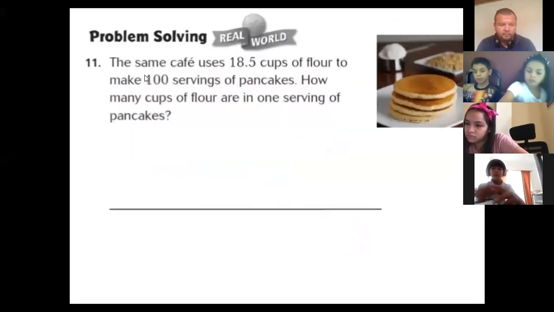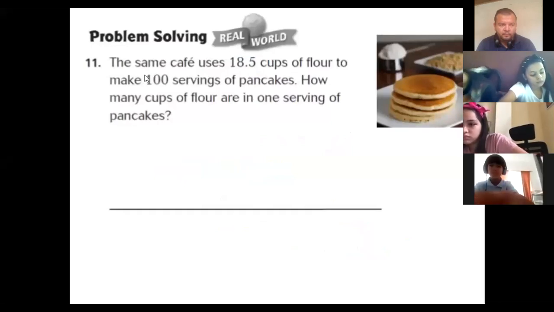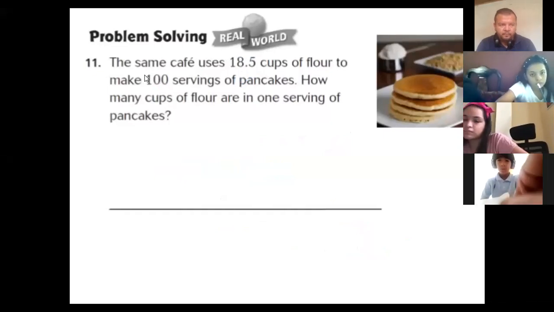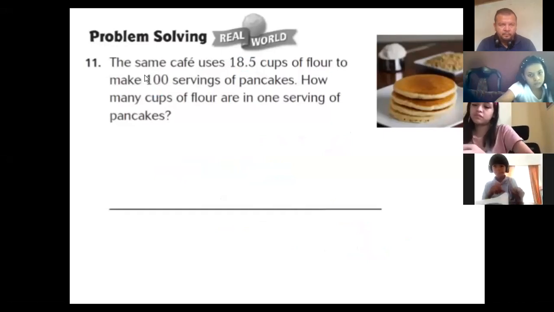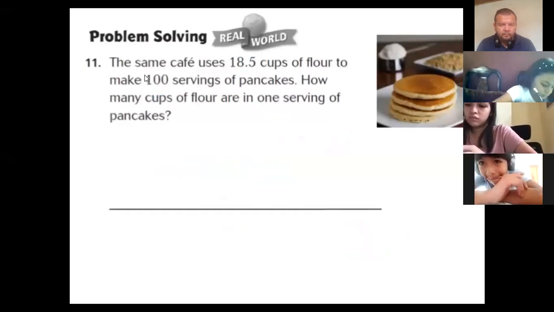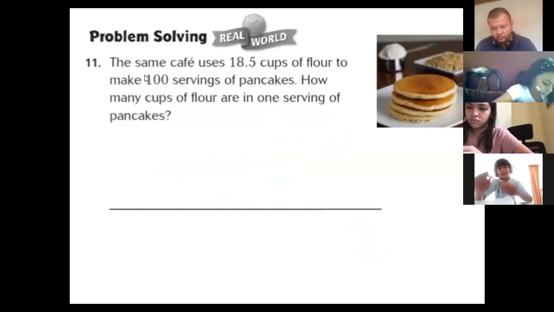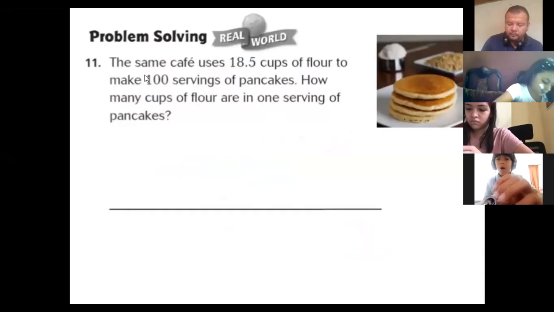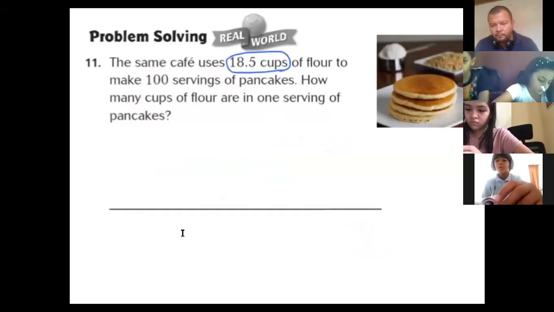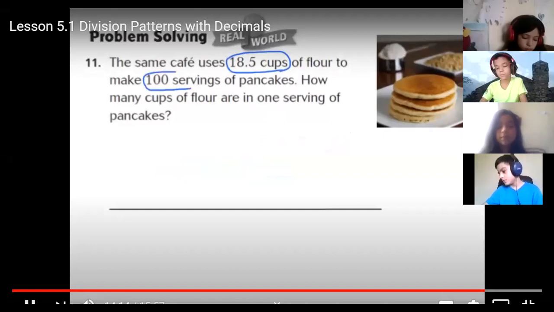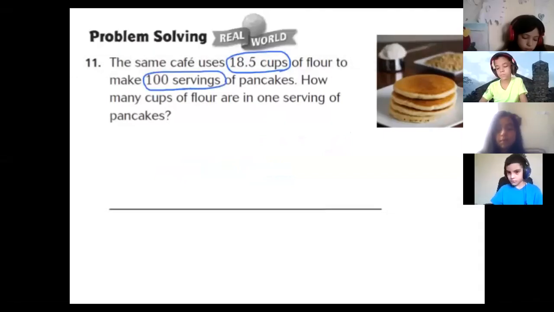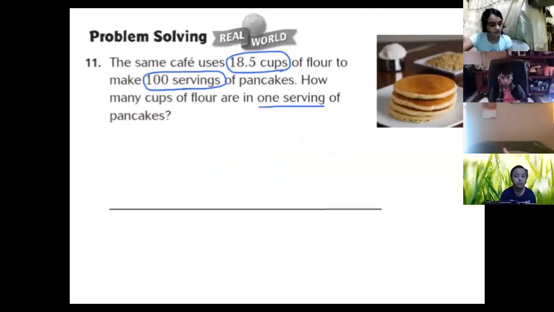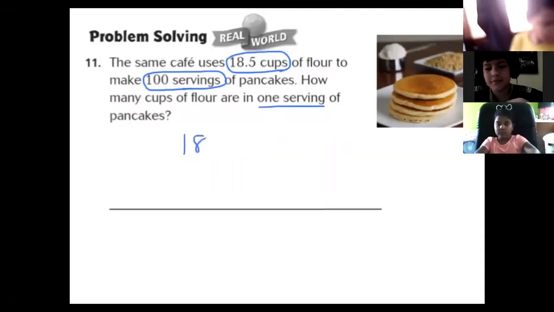Now, let's take a look at question number 11. It's our second real-world problem-solving question, and it says, the same cafe uses 18 5/10 cups of flour to make 100 servings of pancakes. How many cups of flour are in 1 serving of pancakes? So what I know is this. I know that the cafe uses 18 5/10 cups of flour, and that's to make 100 servings of the pancakes. And the question is, how many cups of flour are in 1 serving of the pancakes? So we're going to take our 18 5/10 cups, and we're going to be dividing that by the 100 servings.